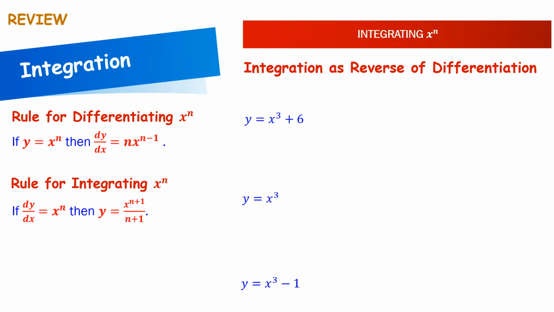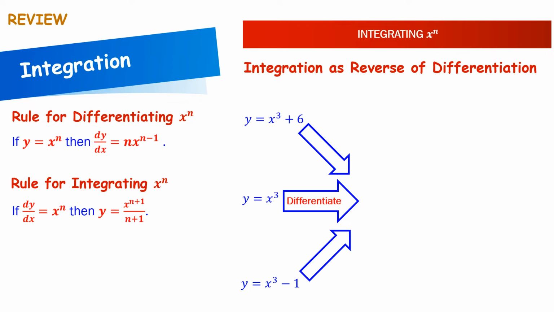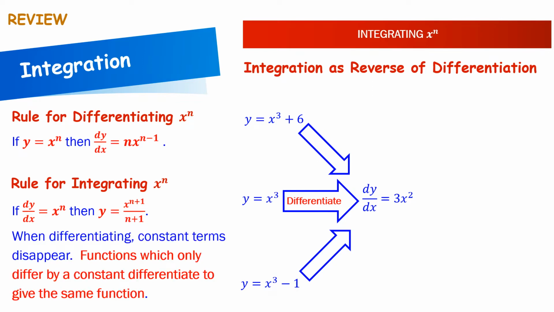Y equals x cubed plus 6, y equals x cubed, and y equals x cubed minus 1. All 3 functions are different. However, when we differentiate, we obtain dy dx equals 3x squared for each of them. So when differentiating, constant terms disappear. Functions which only differ by a constant differentiate to give the same function.